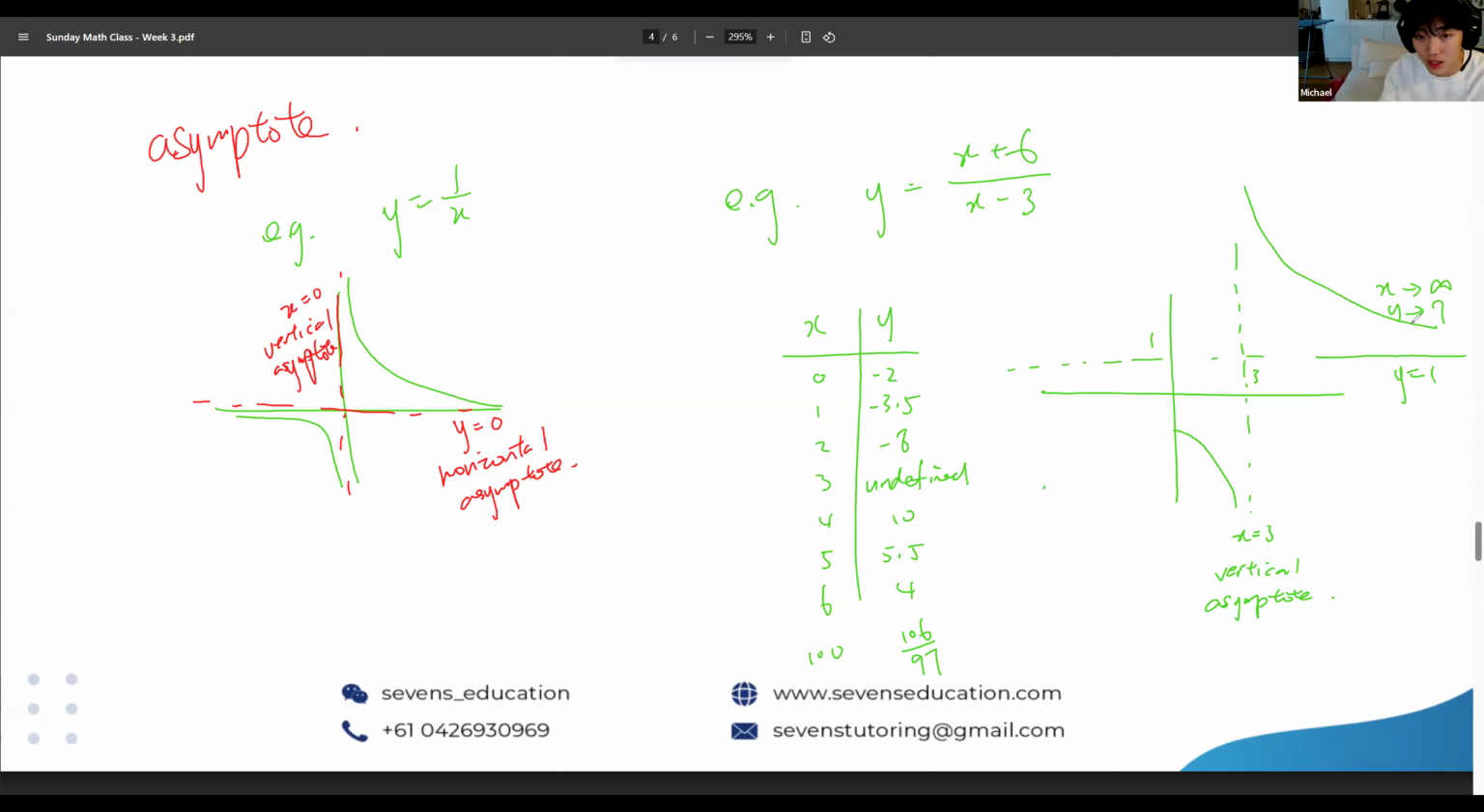And the quick way to figure it out is looking at the ratio of x, because we don't have x squared here. If we have x squared, it becomes so much more complicated. But when we just have x, the horizontal asymptote is determined by the ratio of x. Okay?